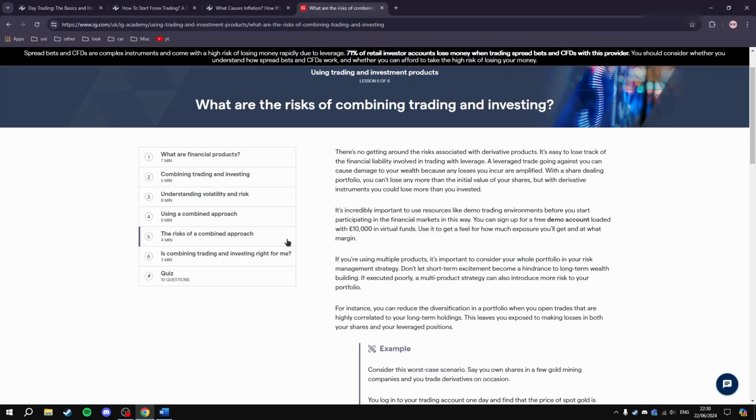There's no getting around the risks associated with derivative products. It's easy to lose track of the financial liability involved in trading with leverage. A leveraged trade going against you can cause damage to your wealth because any losses you incur are amplified. With a share dealing portfolio, you can't lose any more than the initial value of your shares, but with derivative instruments you could lose more than you invested.